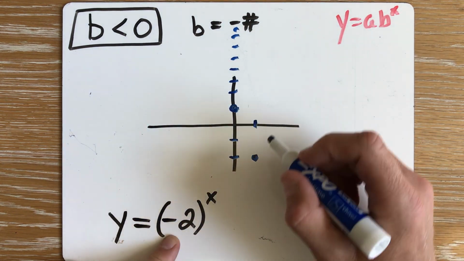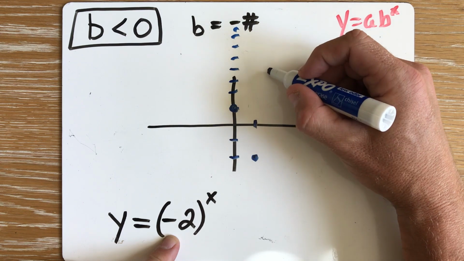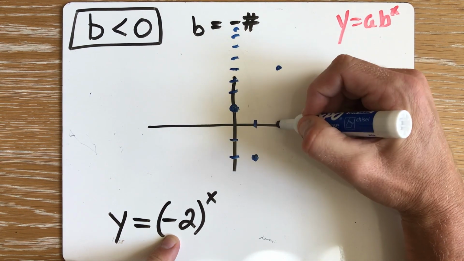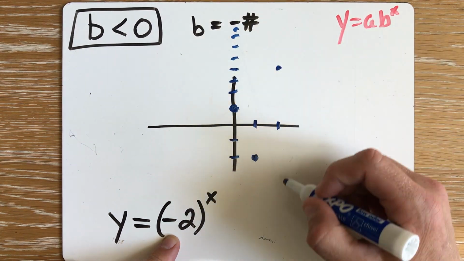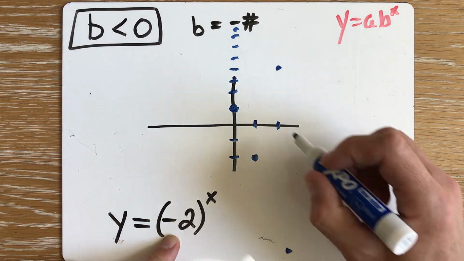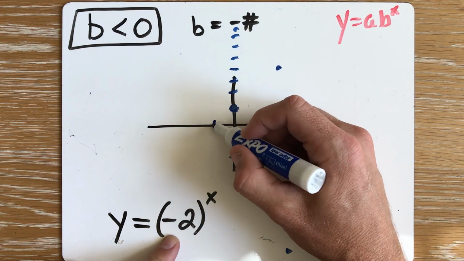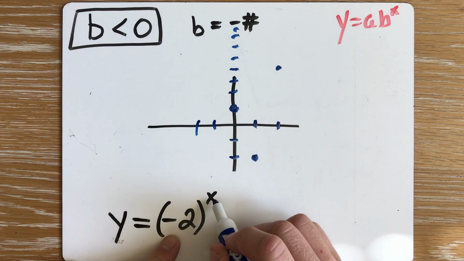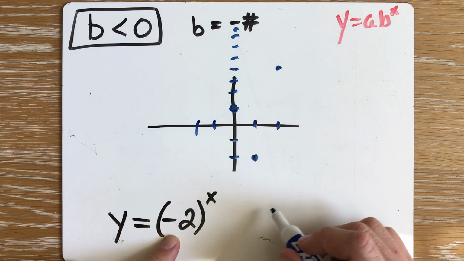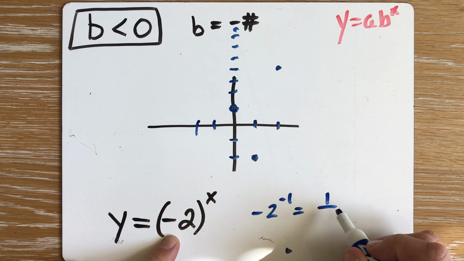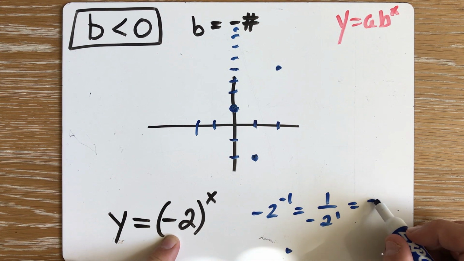So if I take negative 2 squared, I'll have a 4 right here. So that's 1, 2, 3, 4. So 2 units over, I'll have 4 units up. And then negative 8 is way down here. This graph then follows an alternating pattern, positive, negative, as I go off to the left here. Negative 2 to the negative first power would then equal 1 over negative 2 to the first power, which is negative 1/2.